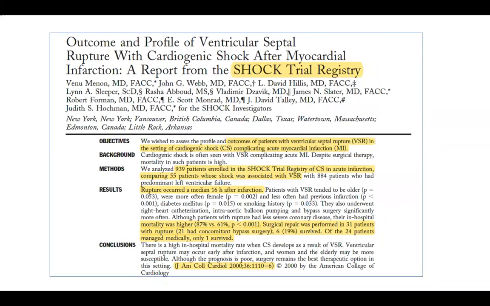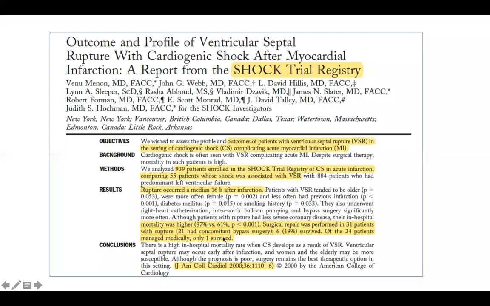This is the SHOCK trial registry. Everybody, I am sure, knows the SHOCK trial, where early revascularization was compared with medical treatment, and early revascularization was better than medical treatment. But this is the SHOCK trial registry, it is not the SHOCK trial. In this, around 939 patients were enrolled, and 55 patients had a VSR. They were all in shock. That is why the incidence of VSR in this registry was 3.9%. The diagnosis of the rupture was made within the first day, within 24 hours. The median was 16 hours.